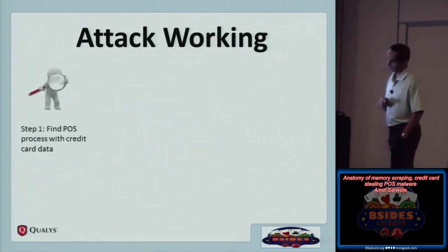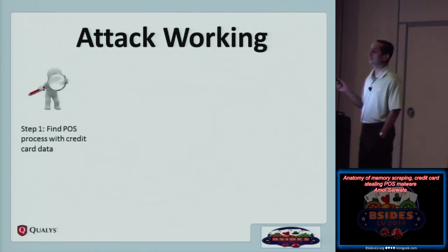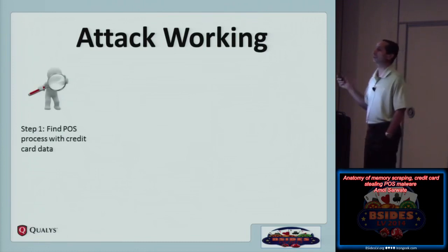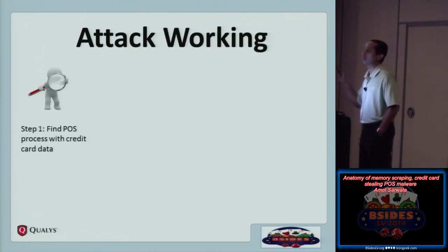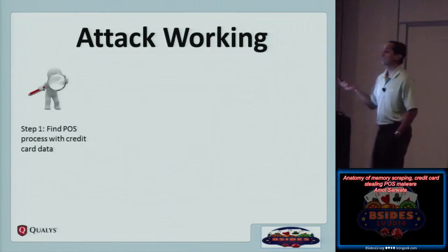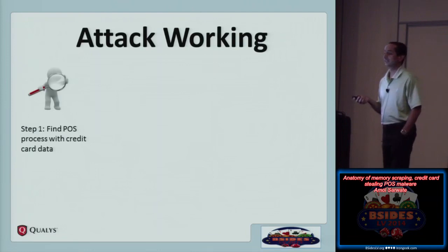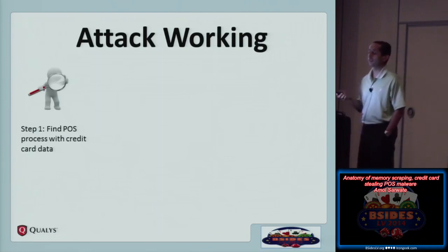So step first, I think, is the POS malware. What are these steps for? These steps are steps that the malware takes. So now we are thinking from the point of view of malware. If I am a malware, what would I do? How would I steal these credit card numbers from this other process? So the first step that the malware does is it finds the POS process which has credit card data.